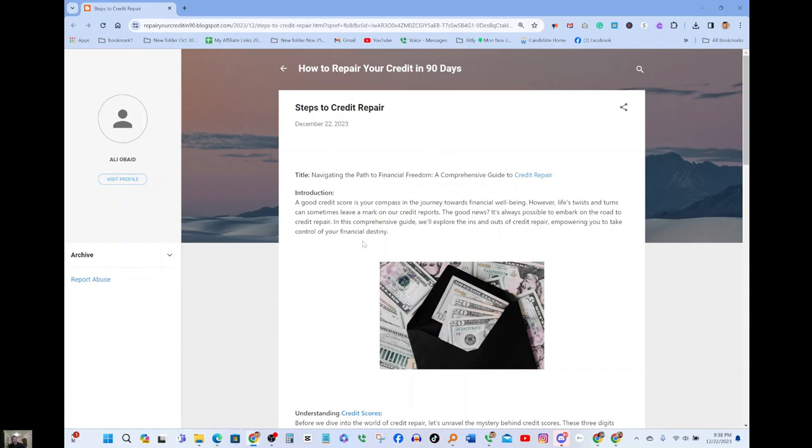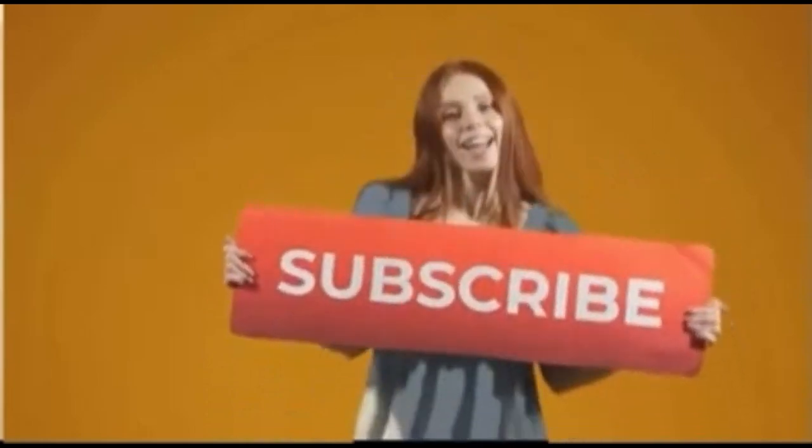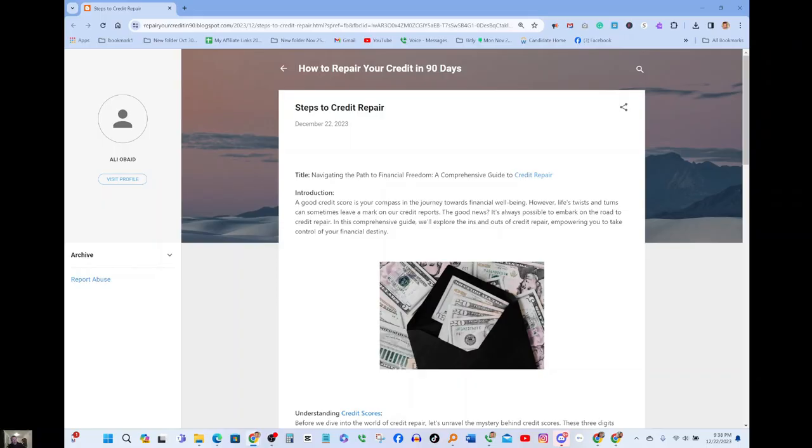I'm going to read this article. I wrote this article real quick with the help of ChatGPT just to give you guys an idea of the possibilities. Okay, navigating the path to financial freedom, a comprehensive guide to credit repair. Introduction: a good credit score is your compass in the journey toward financial well-being. However, life's twists and turns can sometimes leave a mark on your credit reports. The good news: it is always possible to embark on the road to credit repair.